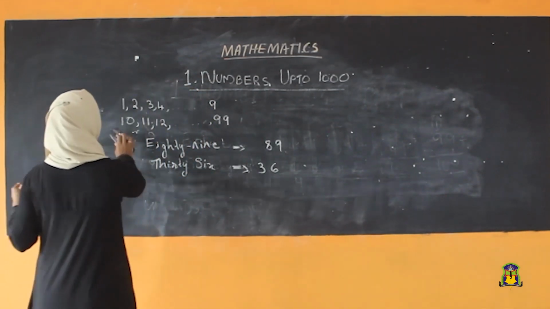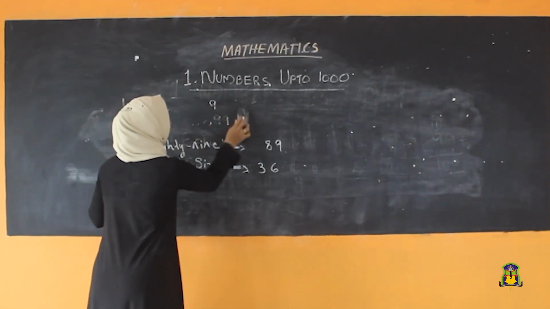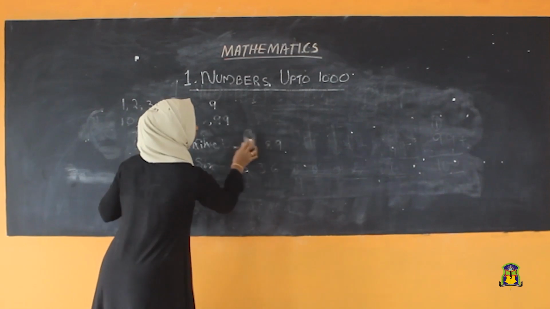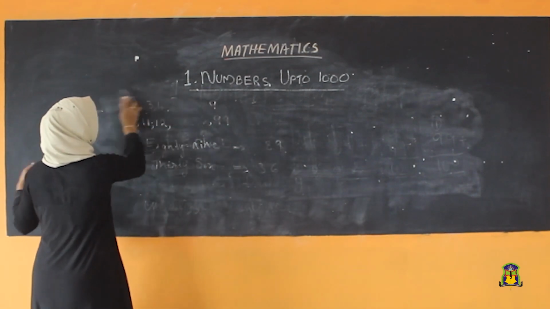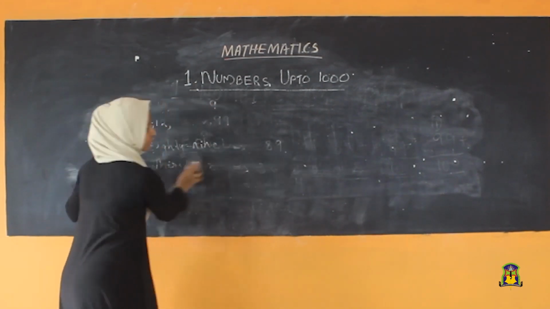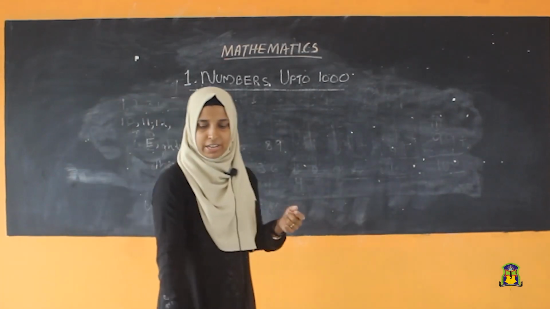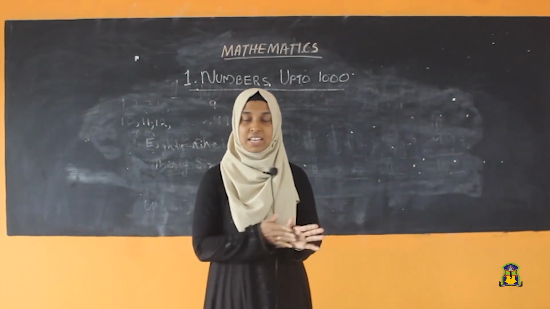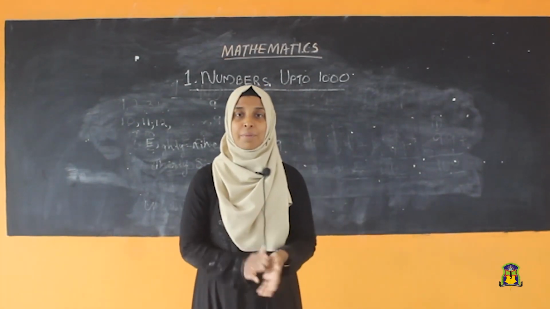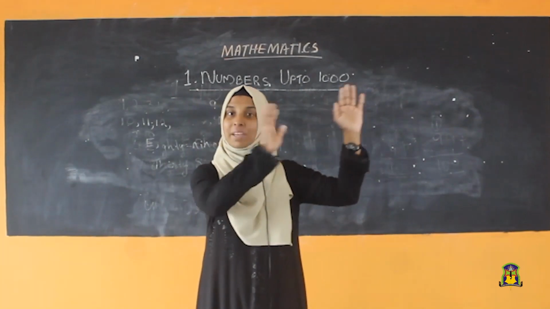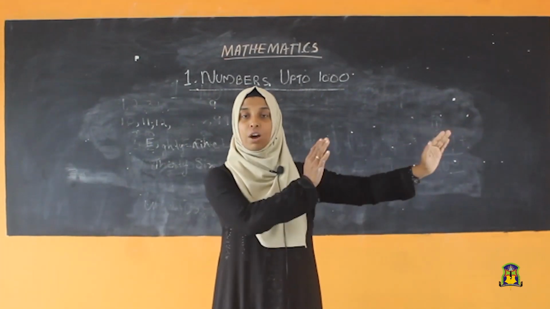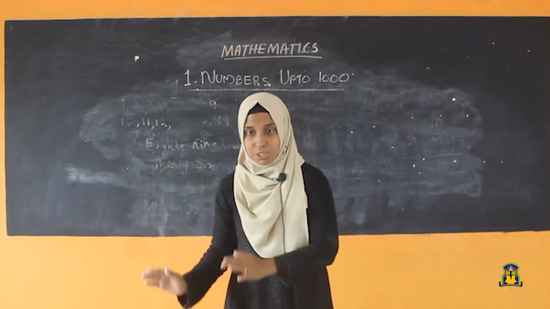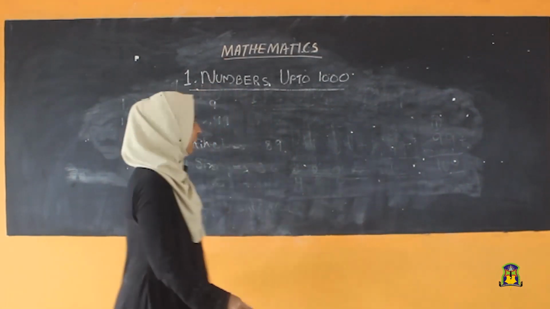Next children, did you hear about forward counting and backward counting? Okay children, what is forward counting? Forward counting means counting numbers from smaller to bigger.